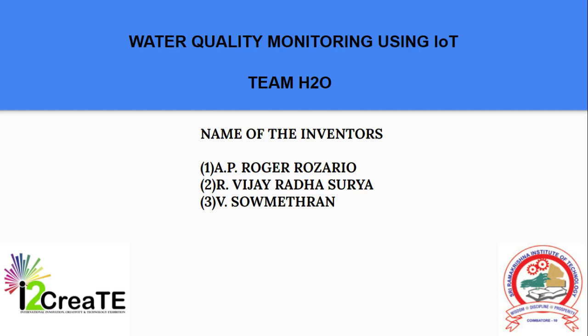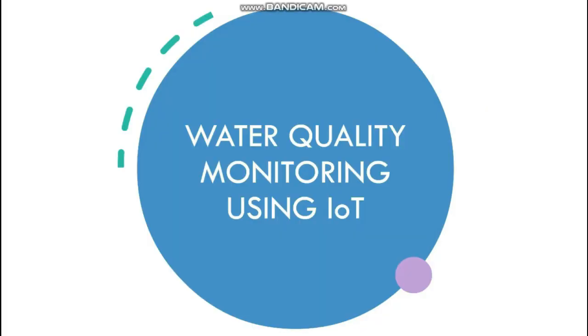Our project title is Water Quality Monitoring Using IoT. The names of the inventors for this project are Mr. A.P. Roger Rosario, Vijayarada Surya and Saumitran. Water quality monitoring using IoT.